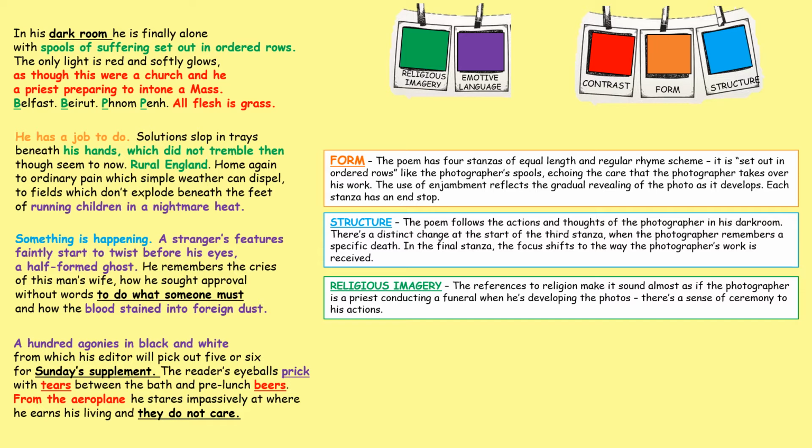It's set out in ordered rows, just like the photographer's spools, echoing the care that the photographer takes over his work. Okay, so it's very ordered, just like his photographs and the reels of film are. They use enjambment to reflect the gradual revealing of the photos as it develops, because remember, as I said, in a dark room the photos would not be instant.